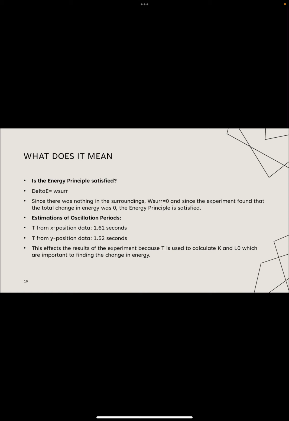And for the estimations of oscillation periods, the T from the X position that I calculated was 1.61 seconds, and the T from the Y position was 1.52 seconds. This affects the result of the experiment because T was used to calculate k and L naught, which are important to finding the change in energy because they affect the spring potential energy.